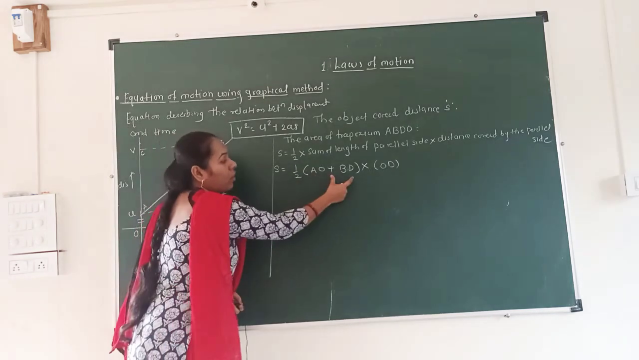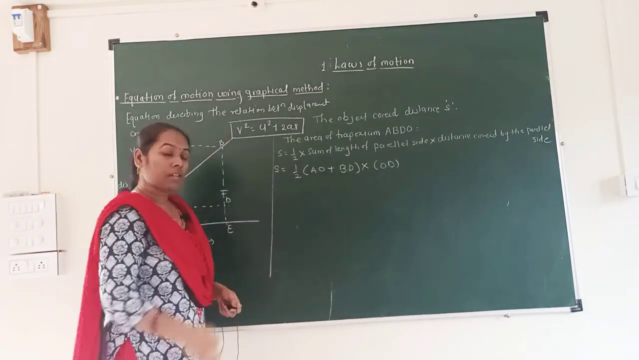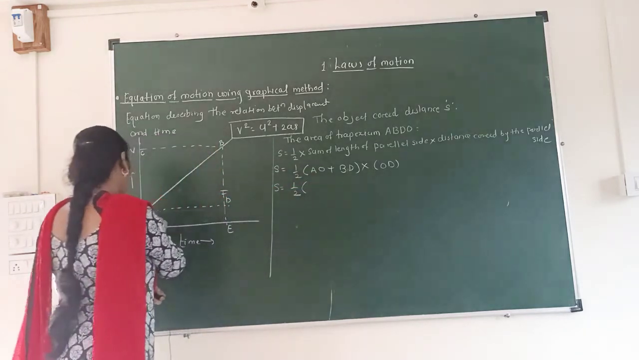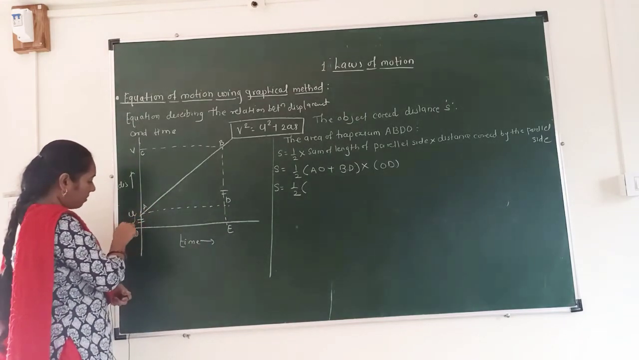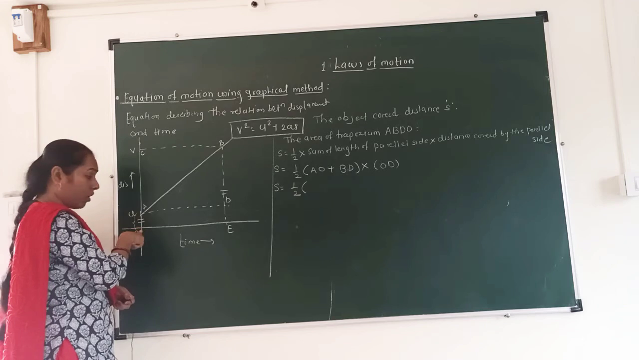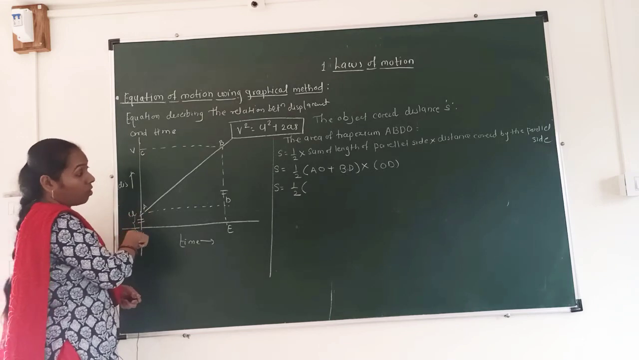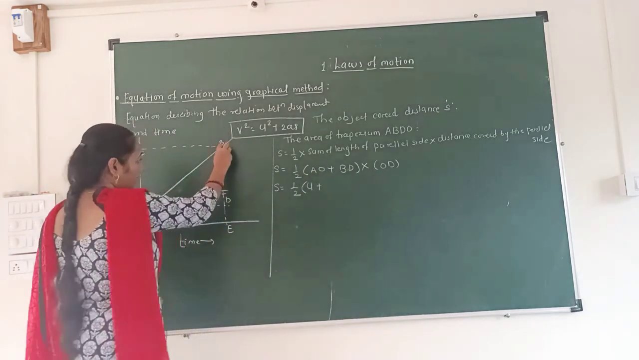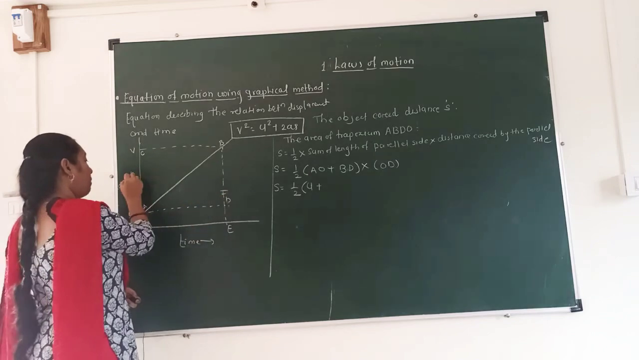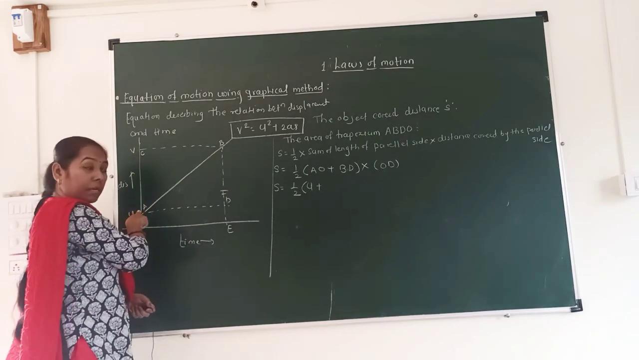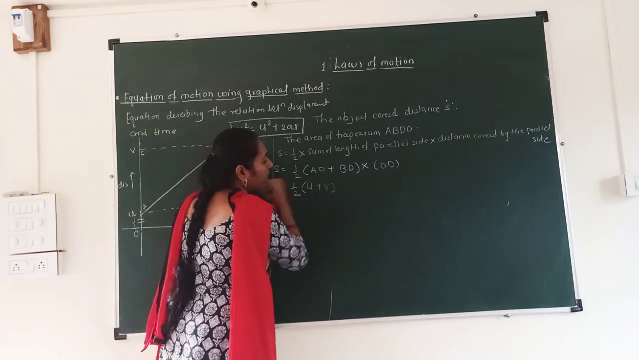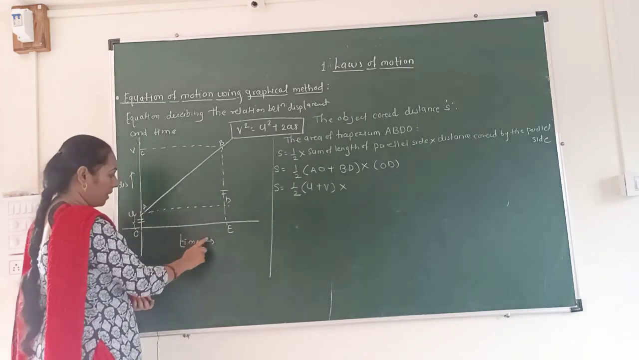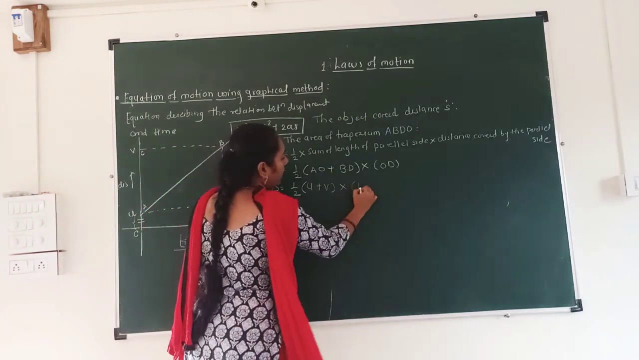Now, what are the values of AO, BD and OD? S is equal to 1/2 into, what is AO? AO is nothing but the initial velocity, so the value of AO is u. Plus, what is the value of BD? This is BD, and the value of BD is v, which is the final velocity. Therefore I write here v into, what is OD? OD is nothing but the time. Therefore I write here t.